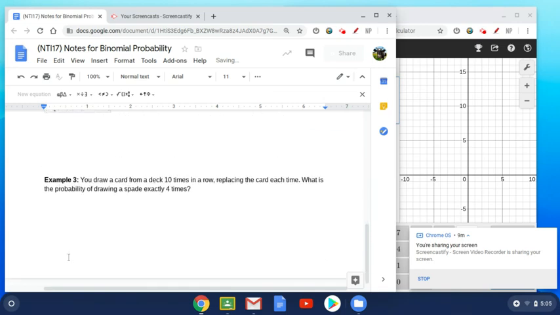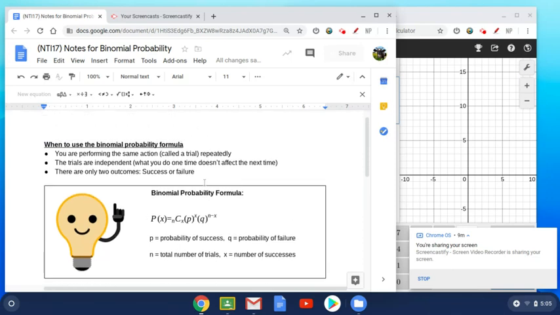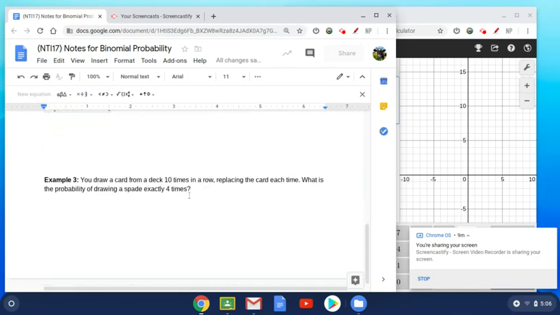All right, very last example, example 3. You draw a card from a deck 10 times in a row, replacing the card each time. And I want to remind you of why that's important. Remember that one of our conditions for binomial probability is that the trials are independent, meaning that what you do the first time doesn't impact what happens the second time. Well, if you don't put those cards back in the deck, you now have fewer cards to draw from every time, so your probability of getting different cards gets higher and higher every time.